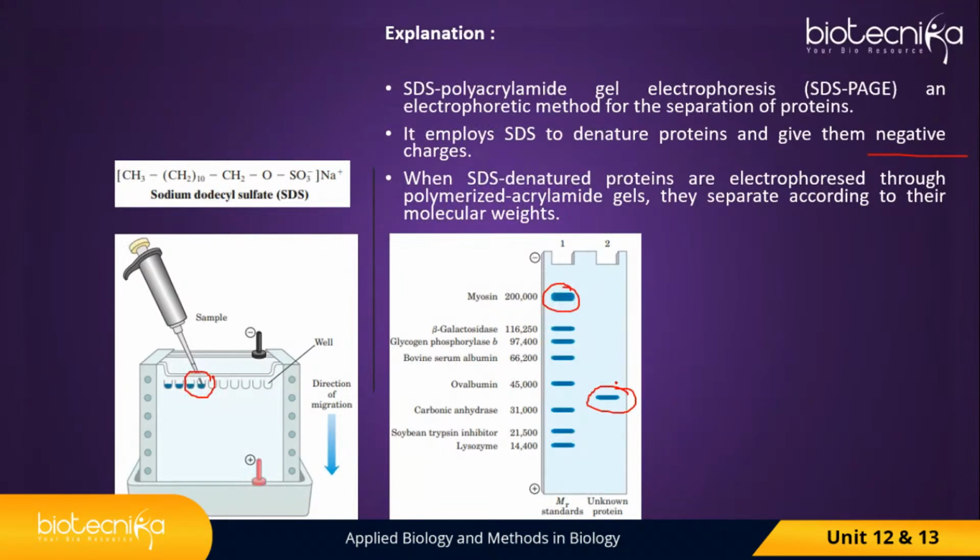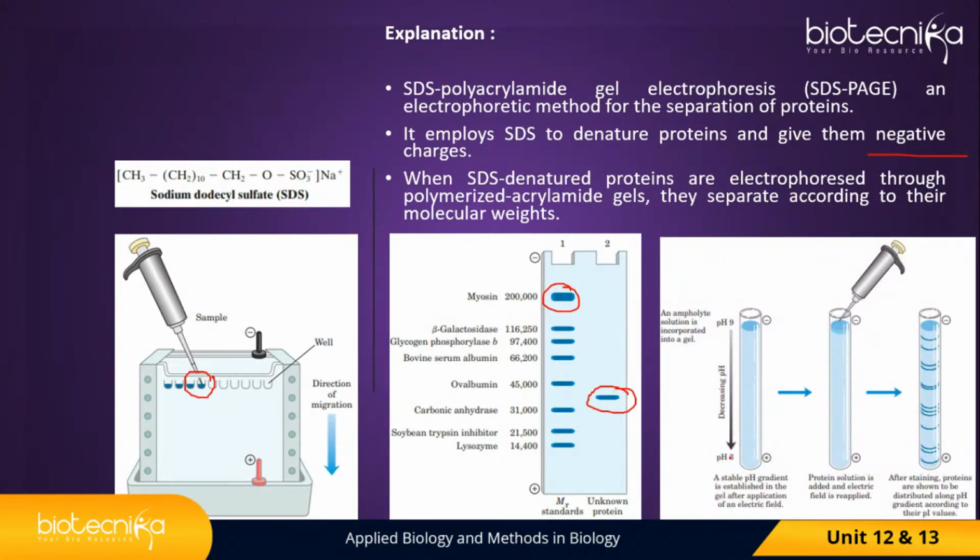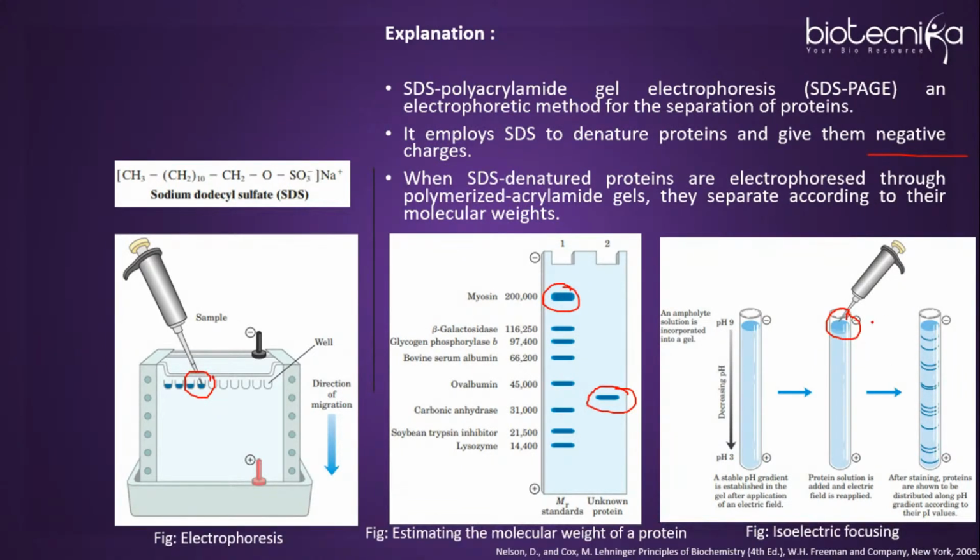And what happens in isoelectric focusing? We provide a pH gradient, then you add the sample on the top and apply the electric field. Proteins are separated, and when they reach the isoelectric point, the net charge becomes 0, right? So they stop moving.